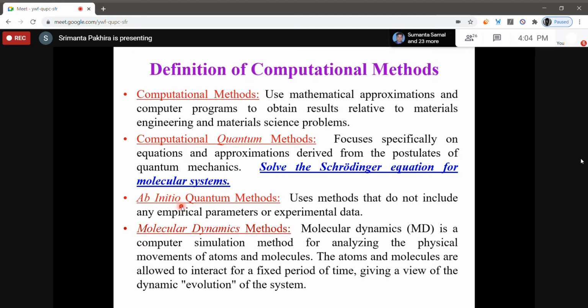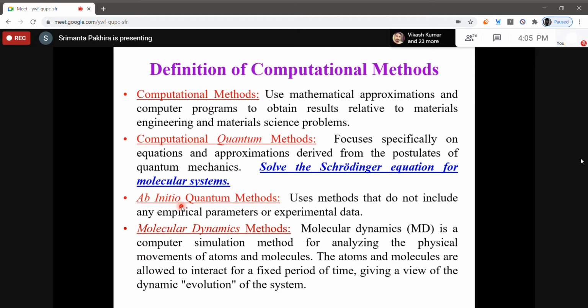There is no empirical concept. That's why we say it is called ab initio methods. And finally, today you have enjoyed Professor Shailesh Kundarwar's lecture on the molecular dynamics method. In brief, sometimes we call it the MD method.